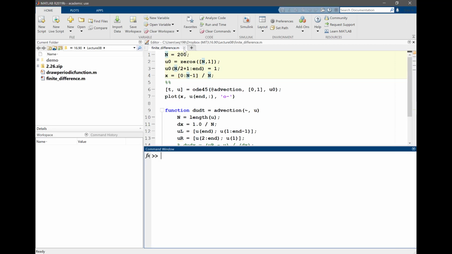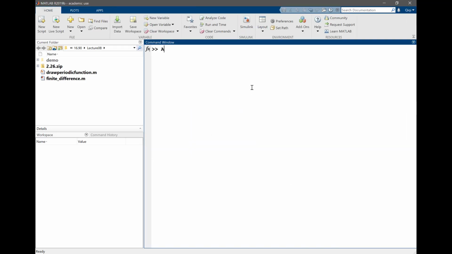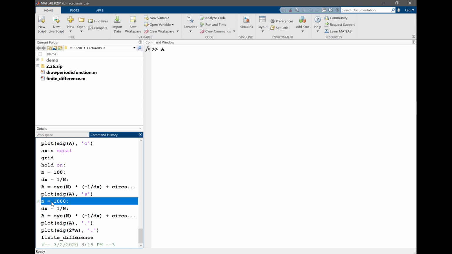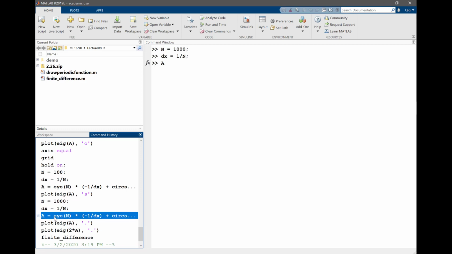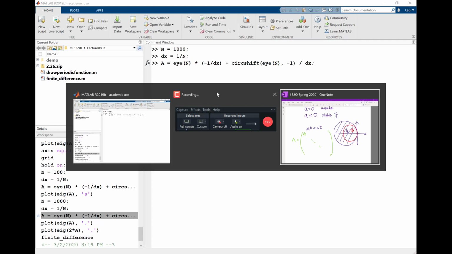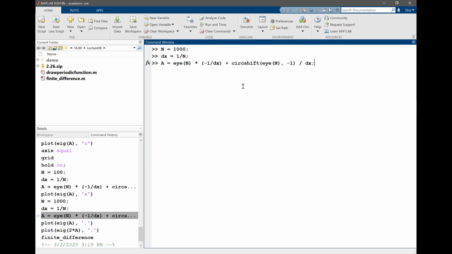Okay, so previously I have my A equal to, let's see if I have my command history. Yeah, let me just put n and delta x. And previously I have A equal to this. But now in the case of the backward difference scheme, my diagonal should be multiplied by plus 1 over delta x.